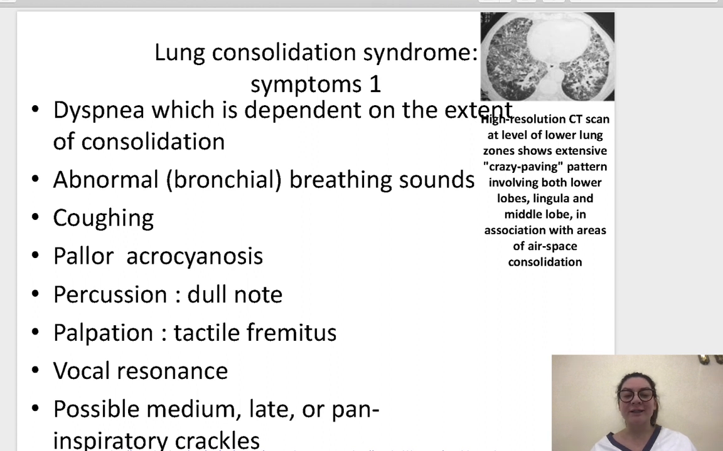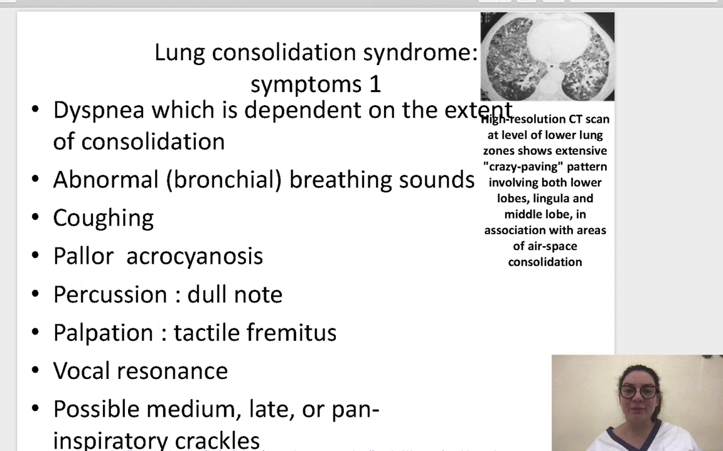During percussion, it can be a dull note. When consolidation is present, you understand that the tissue becomes more dense, and during percussion there can be a more dull sound. During palpation, you can feel tactile fremitus. It can be vocal resonance, one more palpatory method. There can be medium, late or pan-inspiratory crackles during auscultation.